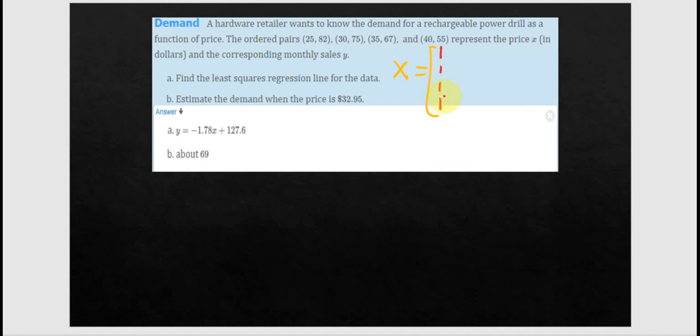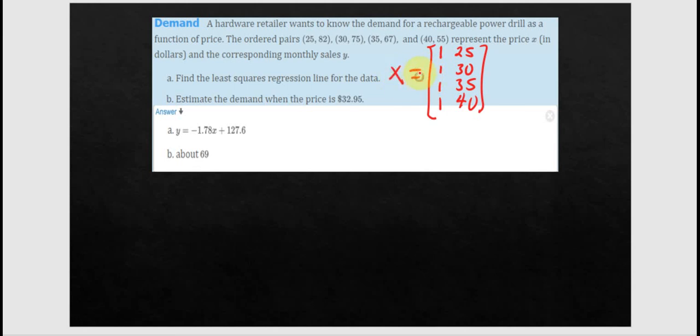That's better. And then let's put the x values: 25, 30, 35, 40, 45, 50, 55, 60. So that's X. Well, I guess I need to be consistent.